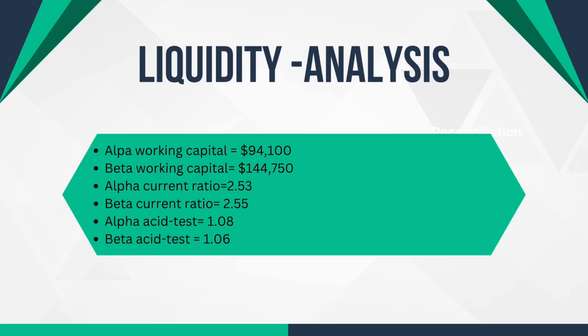Move to the next slide and we talk about the liquidity analysis. So in this slide we can say that for short term health both companies look solid. Beta has higher working capital at $144,750 versus $94,100, but the current and the acid test ratios are nearly identical, around 2.5 and 1.1. That means both can easily cover short-term obligations. So move to the next slide.